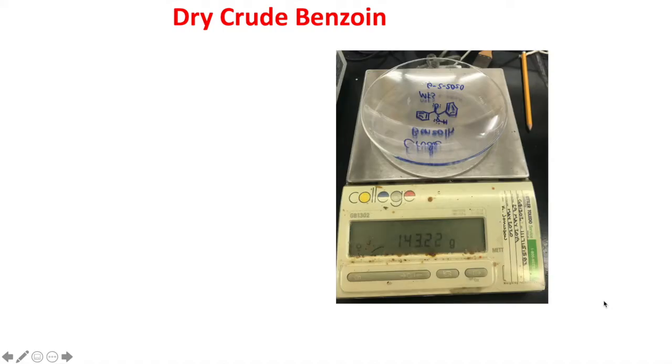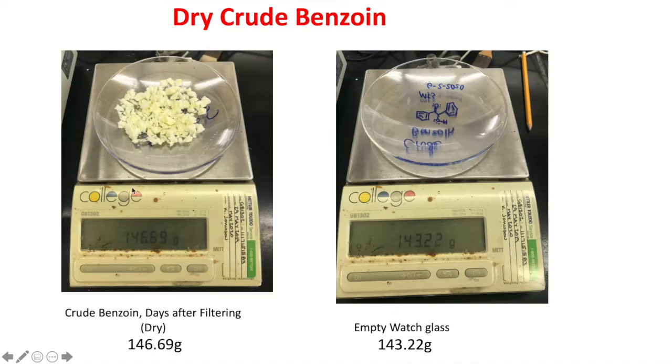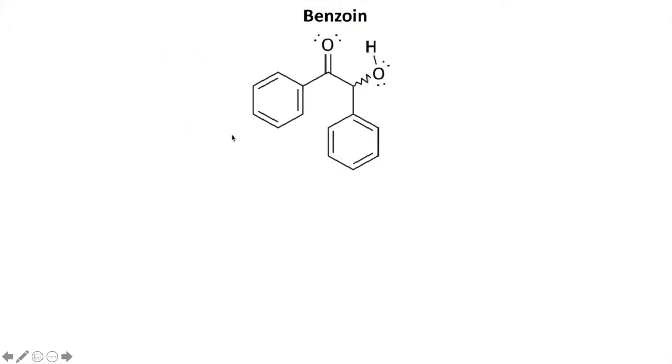Days later, after it had been able to dry just in the air, I reweighed it, same sample, same watch glass, and the dry weight was much less, 3.47 grams of the dry crude benzoin. It's not that big of a deal because we're going to crystallize it anyways, but it's just nice to see what's going on there. So we have the benzoin.